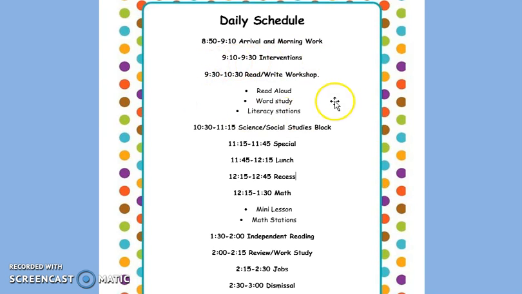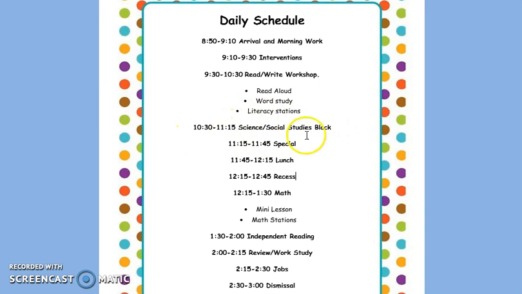Then from 9:30 to 10:30, we have our reader-writer workshop. We begin with a read aloud. Then we go into a work study or word work. And then we do literacy stations. Our stations are broken up based on ability and reading level, and we do rotations at this time.